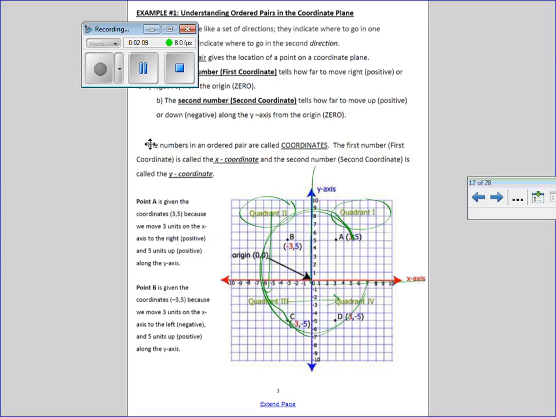I got it. Or no, maybe I don't have it. What is this? All right. Here you go. No problem.